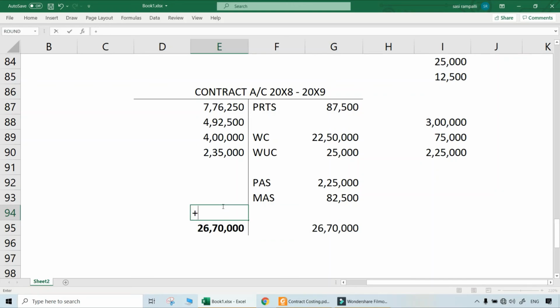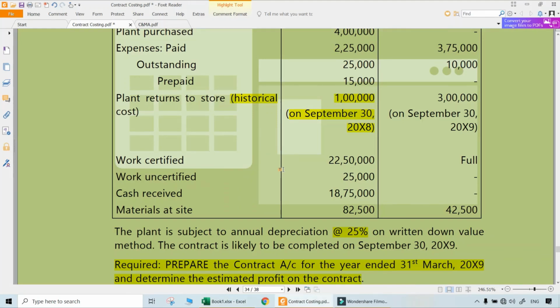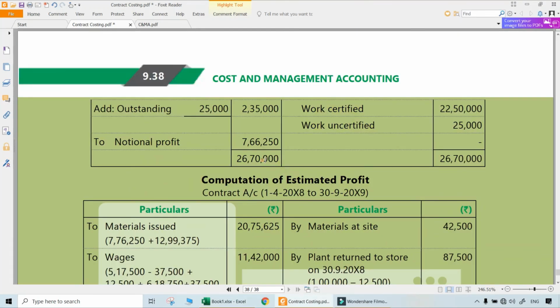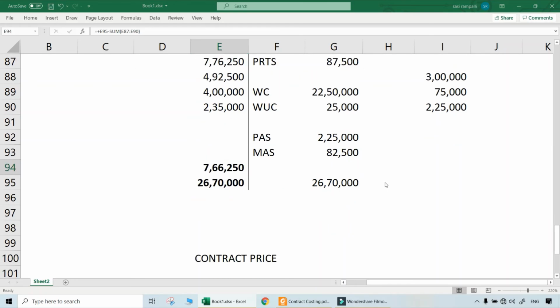So what is the notional profit we can say in this case? Notional profit is 7,66,250 for that year of 2008-9. 766,250 is the notional profit. Let us just check that. Yes, it is 7,66,250. That is first part of the question only.